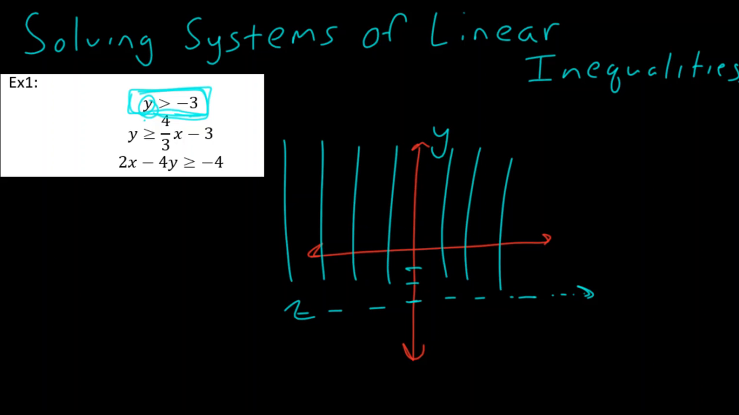Now remember, I like to use these sparse blue lines because we're going to look for the region where we have three different colors all overlapping. Okay, let's go ahead. I'll switch to this nice orange color here. And for our second line, we have y is greater than or equal to 4/3 x minus 3.